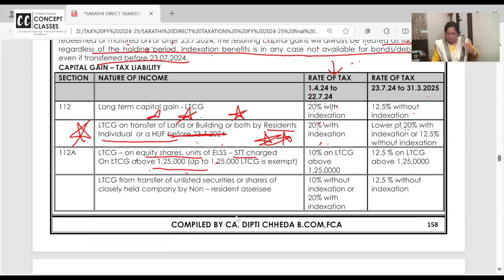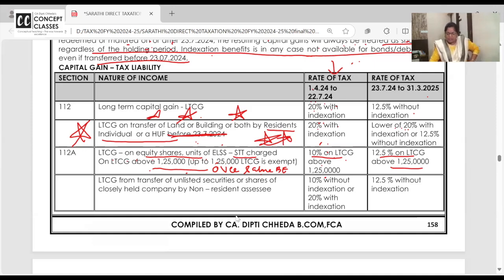This is over and above the basic exemption. I want all of you to write: over and above basic exemption. Say I am an individual less than 60 years. What's my basic exemption if I pay tax under the default tax regime? 2,50,000. Additional 1,25,000 capital gain is exempt. Beyond 1,25,000, earlier till 22nd July, it was taxable at 10%. Now it's 12% above 1,25,000.